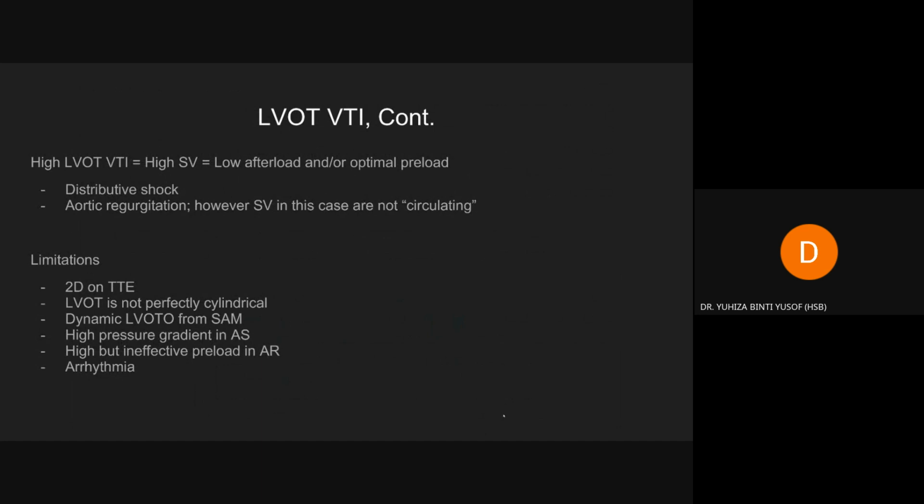So what is the cause of high LVOT VTI? Typically, it's distributive shock. You have a low afterload, and this causes a faster flow from the left ventricle into the systemic circulation. However, you also see it in aortic regurgitation because there is backflow of blood. This backflow acts as a preload, which again stimulates contraction. But the ejection fraction, or the blood being pumped, is not all reaching your systemic circulation. So it's a pseudo-high VTI. It doesn't really work as perfusion.